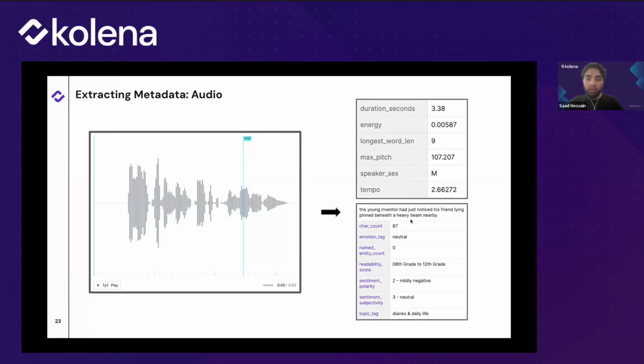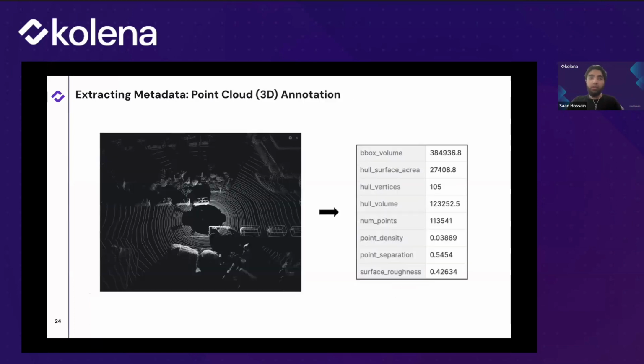But we can also extract text features from the transcription, a lot of which we went over before. Now, interestingly enough, this methodology can virtually extend to any sort of annotation or machine learning modality, right? Even if we look at 3D annotations, if you look at a point cloud, there's a number of geometric analyses that can be done. We can calculate the density of points. We can calculate the separation of points.